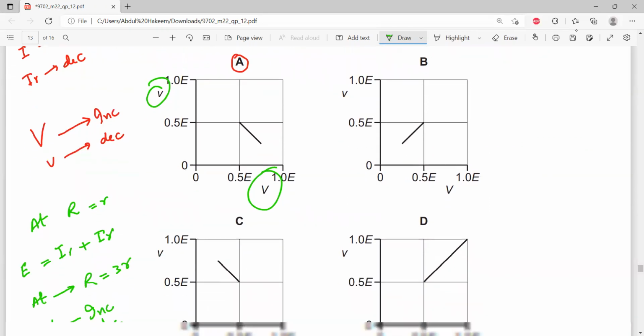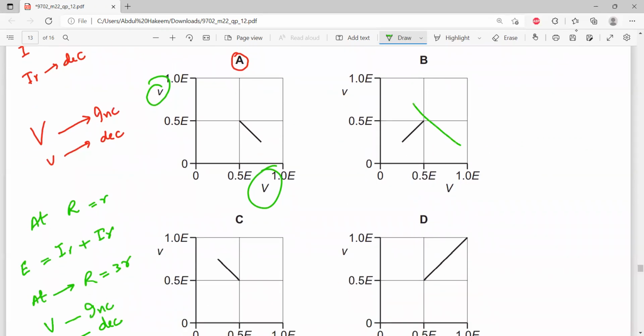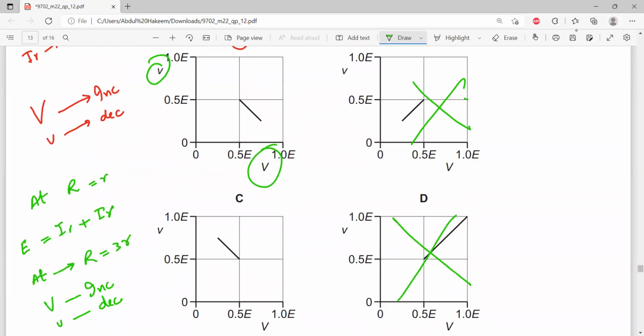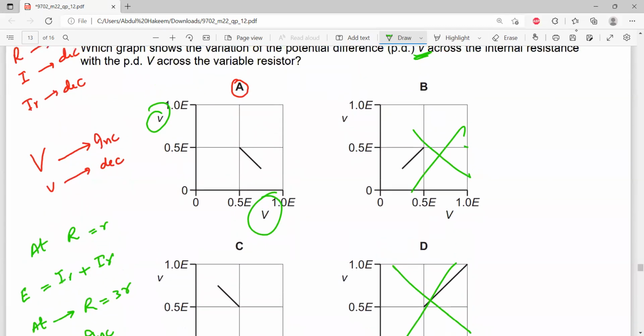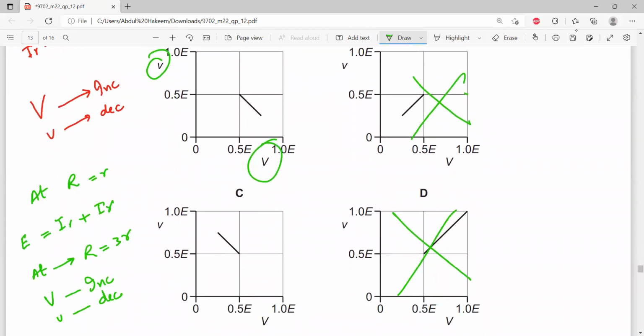So look at these 4 graphs. This gradient is positive, so B is not the correct option. D, gradient positive. So we will eliminate B and D. Now 2 graphs are left, A and C, where the gradient is negative.